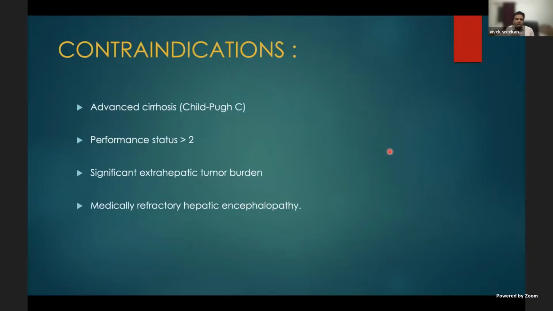Some of the contraindications for TACE would be advanced cirrhosis, that is Child C, and performance status more than 2, and if there is a significant extrahepatic tumor burden, or if there is a medically refractory hepatic encephalopathy. These are some of the contraindications for TACE.